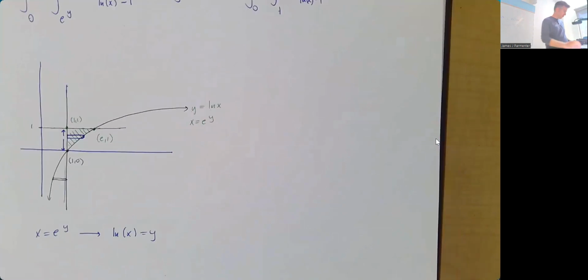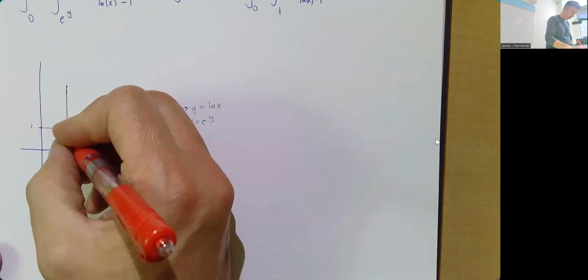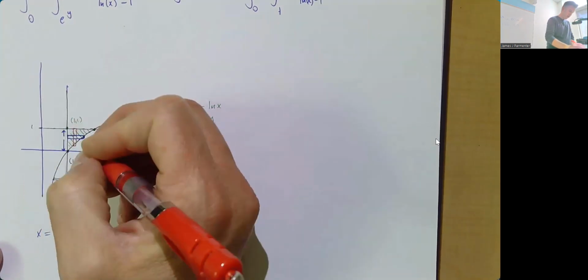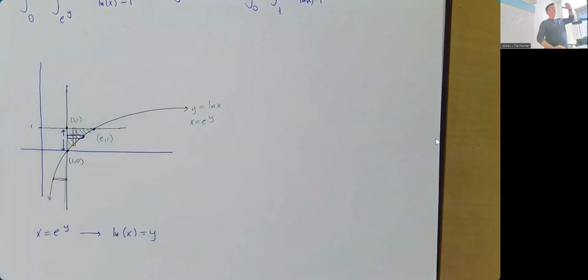So I'm going to try, and I'm actually not going to redraw it. I'm just going to reimagine what I'm doing. So instead of a horizontal strip, I'm going to have a vertical strip. And a vertical strip has an upper limit of y equals 1 and a lower limit of y equals natural log of x, or the top and bottom of my rectangle, the ends of my rectangle.